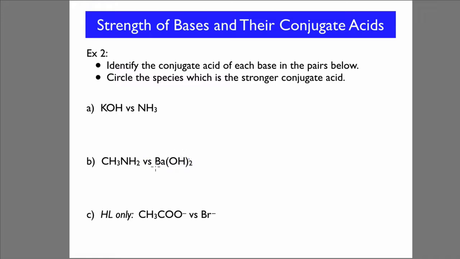If you look back, you can see the barium hydroxide is one of the strong bases, so it's going to have a weaker conjugate acid. So this weak base will have a strong conjugate acid. C, this is HL only, but you can see straight away we've got ethanoate and bromide ion, and their conjugate acids are going to be, just add an H plus, ethanoic acid and hydrogen bromide. We know that hydrogen bromide, or hydrobromic acid, is one of the strong acids, so the conjugate acid of this will be stronger.